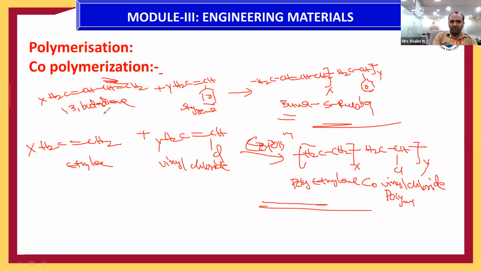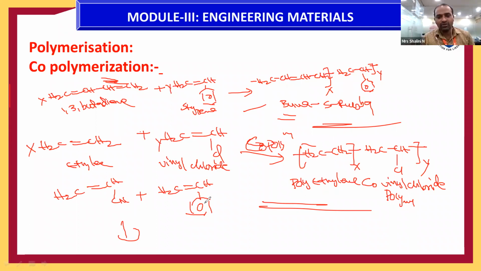Poly 1,3-butadiene-co-styrene polymer. The general name of that one is Buna-S rubber. And one more example, you take H2C=CH-CN plus styrene, H2C=CH. So this one undergoes copolymerization to form polyacrylonitrile-co-styrene polymer. This is about the copolymerization.